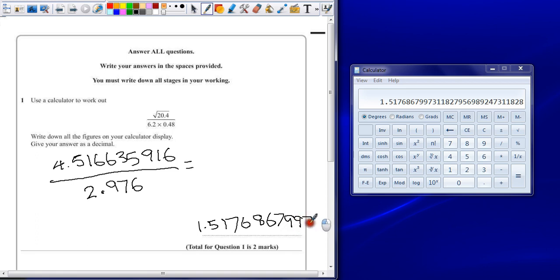Obviously, I could keep going on and on and on with this display. That would be enough to show that I can use a calculator and get me my second mark.